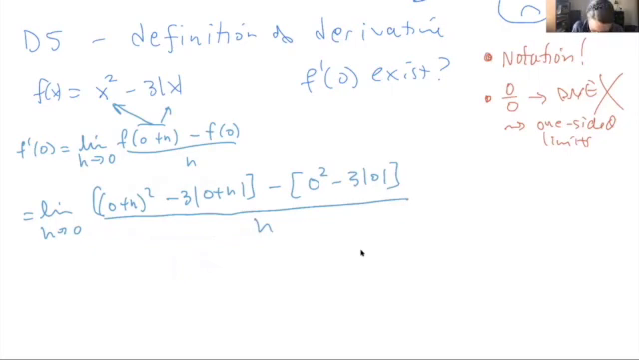Okay, so let's simplify now. Limit as h approaches 0, we're going to end up with h squared minus 3 absolute value of h, minus f of 0, which is just 0, divided by h. So what questions do you have getting to this step?